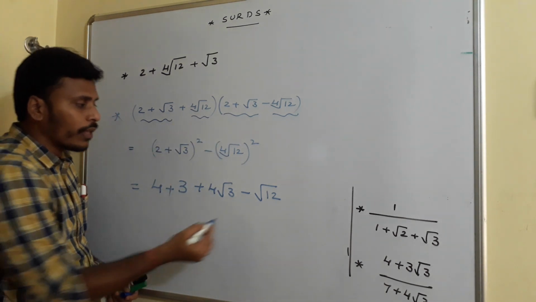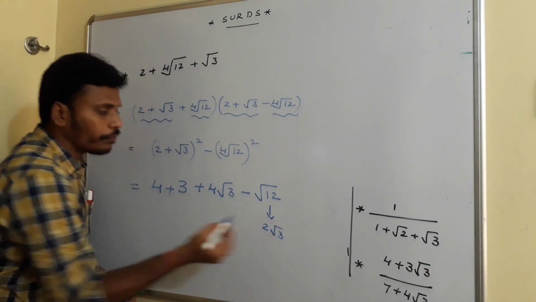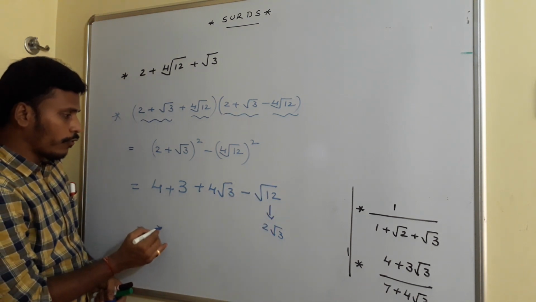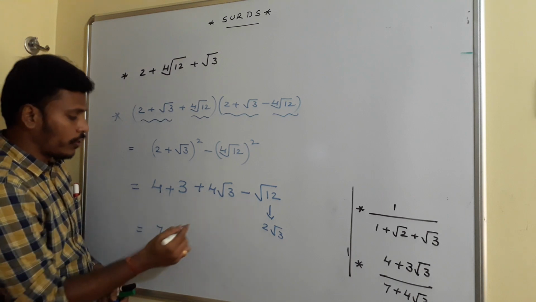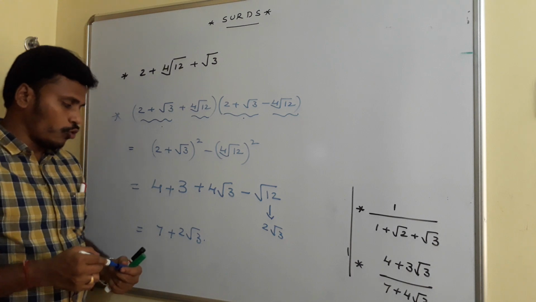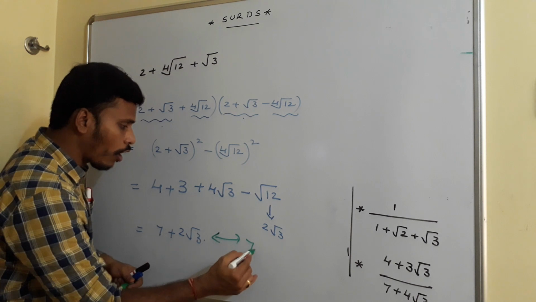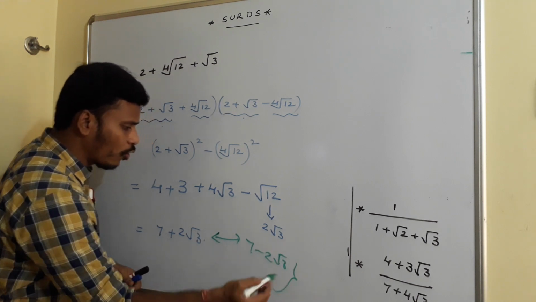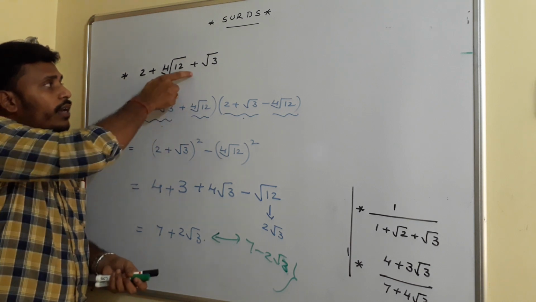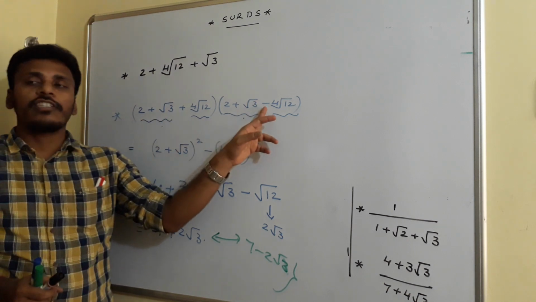Now if you simplify, this root 12 can also be written as root of 4 into 3, so 2 root 3. If you rewrite this root 12 as 2 root 3, then you are left with 4 plus 3, which is 7, plus 4 root 3 minus 2 root 3. So the product of these two numbers is 7 plus 2 root 3. But we know that the rationalizing factor for this 7 plus 2 root 3 is always 7 minus 2 root 3, right? Then no need to multiply again and again. You have that idea. So the given number is 2 plus root 3 plus 4th root 12. First you need to multiply it by changing the minus sign here.